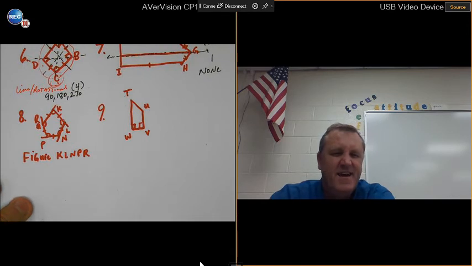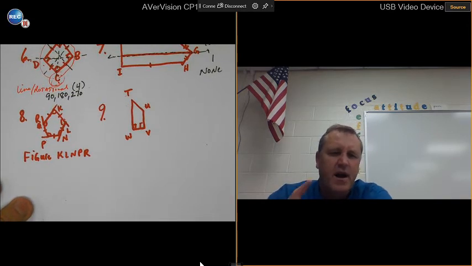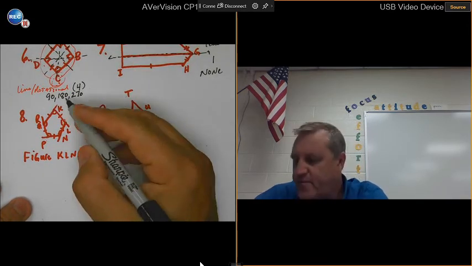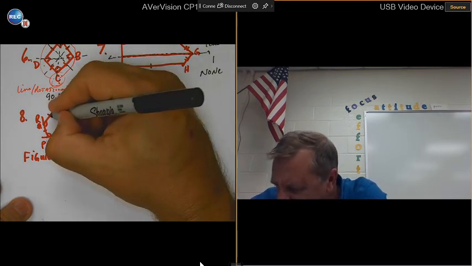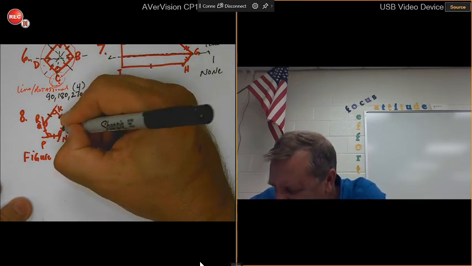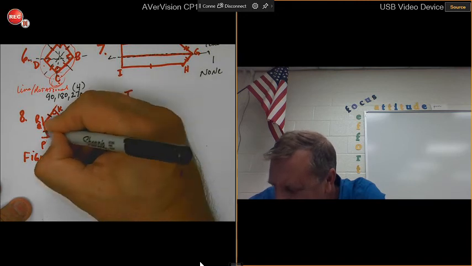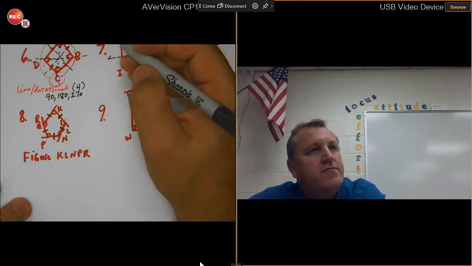Let's go to number 8. Now, I don't think I've clarified this very well. Let's look at this. What do these little dashes mean that they have right here and here and here? There's 5 of them. What do those little dashes mean?